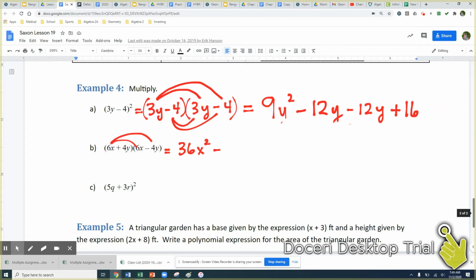So 6 times negative 4 is negative 24. And then our x and y, they don't multiply to make an x squared or anything, so they just come along as xy. Insides, we have a plus 4y times 6x. That's going to be a positive 24xy. And our last, 4 times negative 4 is negative 16, and then a y squared.